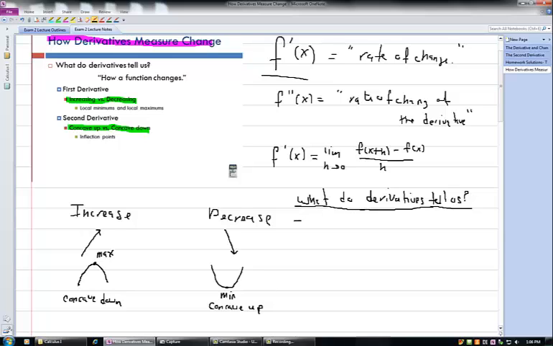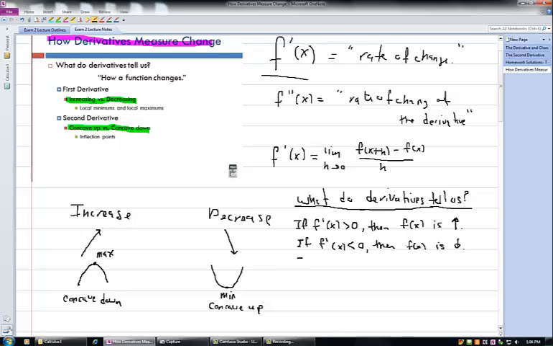Well, the first derivative tells us whether a function's increasing or decreasing. So the idea is this: if f prime of x is bigger than 0, if it's positive, then f of x is increasing. So I'm just going to write up. Whereas if f prime of x is negative, so it's less than 0, right, then f of x is decreasing there. So that's for the first derivative.